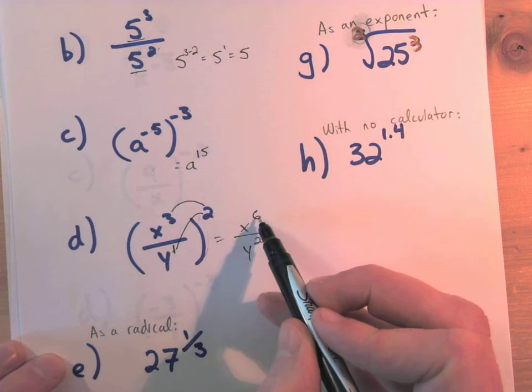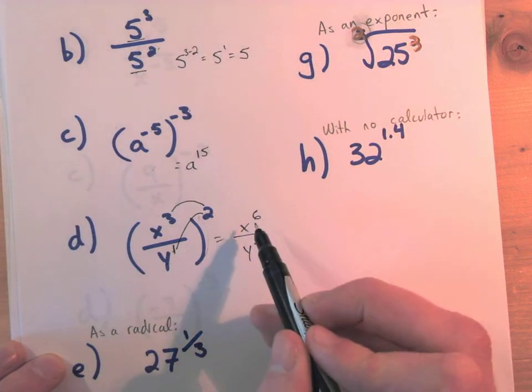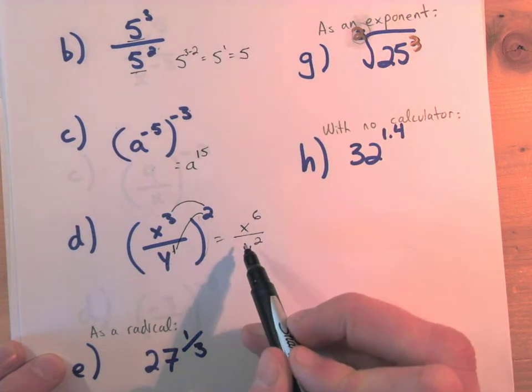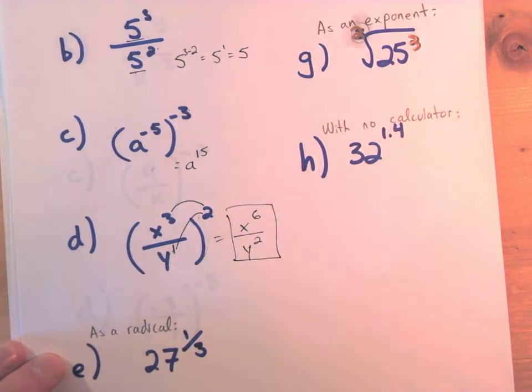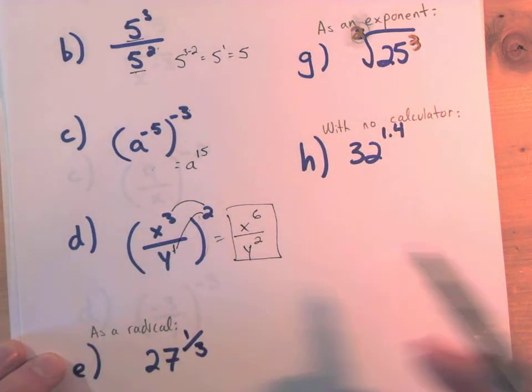So then you might say, oh, now we can go 6 minus 2, but you can't do that. Why not? Because the bases are not the same there. x and y are different, so that's our answer. That's the simplest version of this thing here.